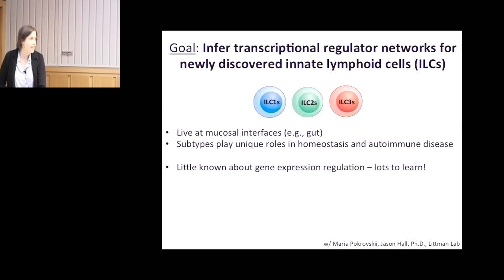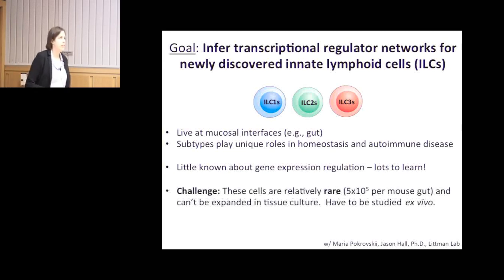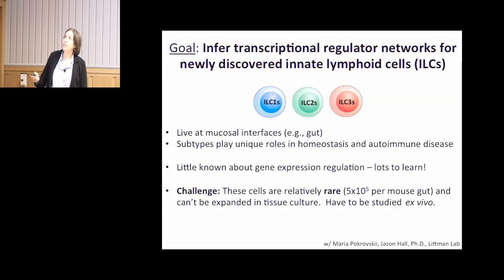And one of the challenges is that these cells are relatively rare. There are only about 10 to the 5th of these cells in the small intestine of a mouse, for example. And it's not known how to expand all 3 of these cell types in tissue culture, so they really do have to be studied ex vivo.